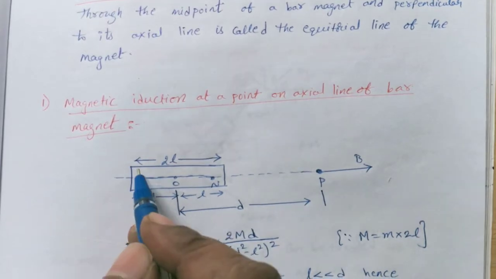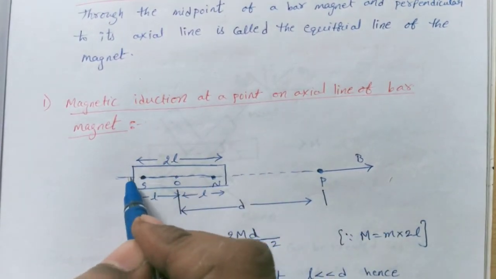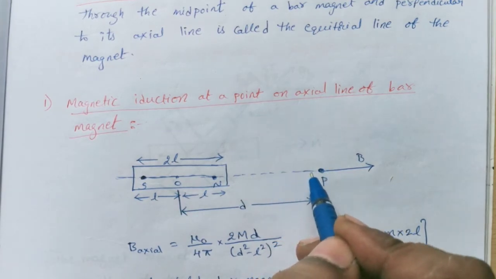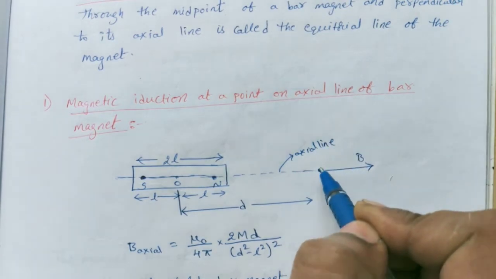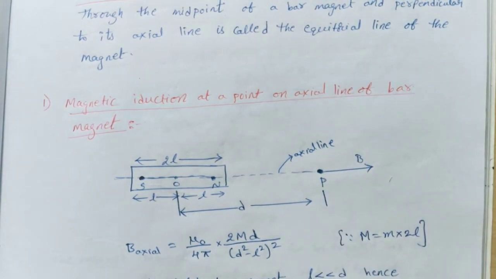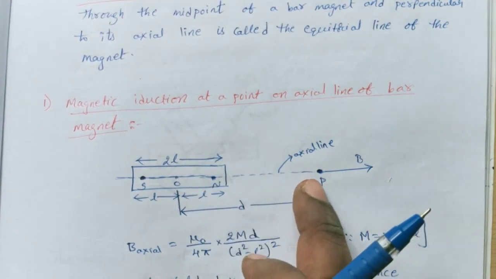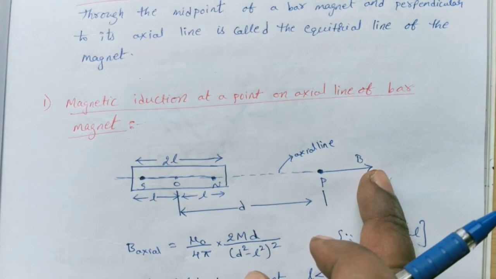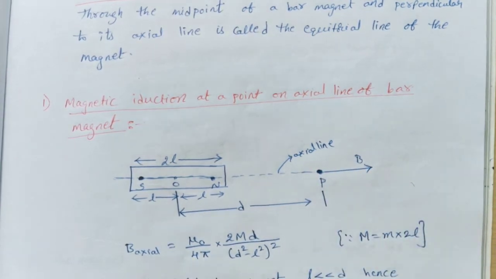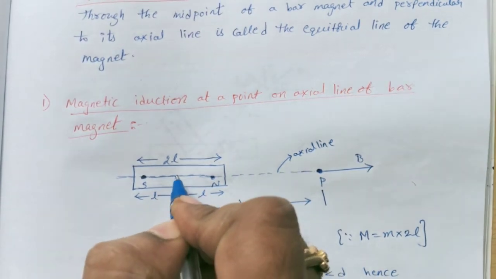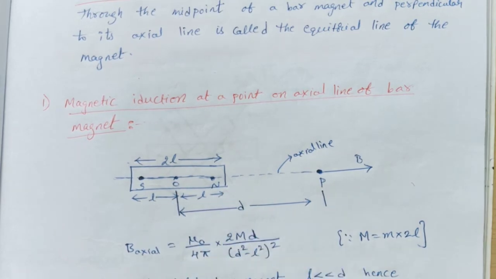See, let this be one bar magnet, this is the south pole and this is the north pole. The line which passes through both is treated as the axial line. On this axial line we choose one point P. Here a unit north pole is present, so B will act in this direction, away from the north pole. See students, here we are maintaining some distances. This is the midpoint O, so the total length is 2L. Here L is present, here L is present students.